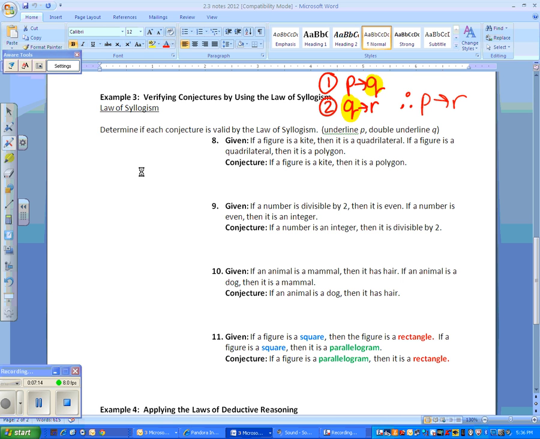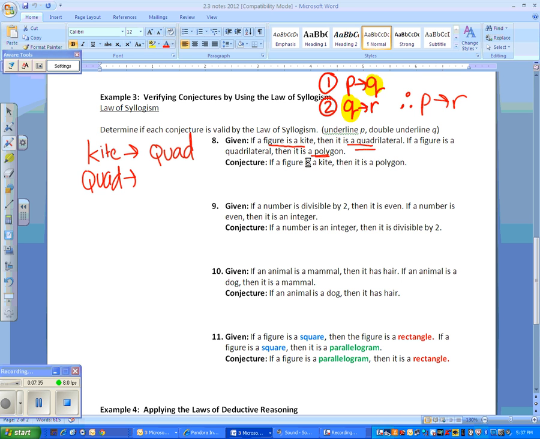So let me give you an example. If a figure is a kite, so kite, like the things you fly at the beach, that's your hypothesis. Then, this is your conclusion. Then it is a quadrilateral. Okay, it has 4 sides. Sweet. That's my first sentence. Second sentence, if a figure is a quadrilateral, so this is my second sentence. If, that was your hypothesis, right? Then it is a polygon.